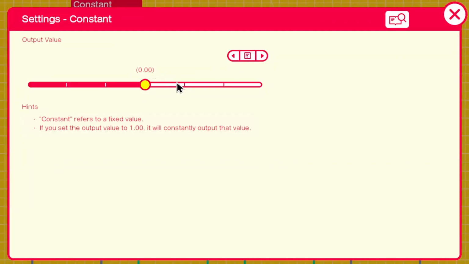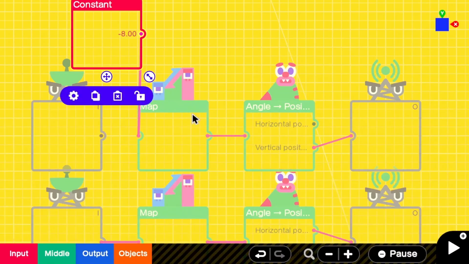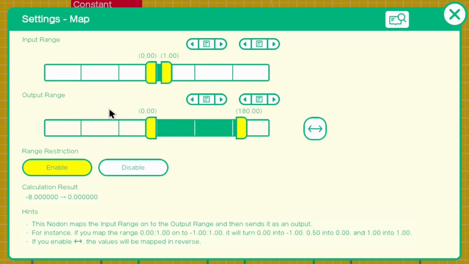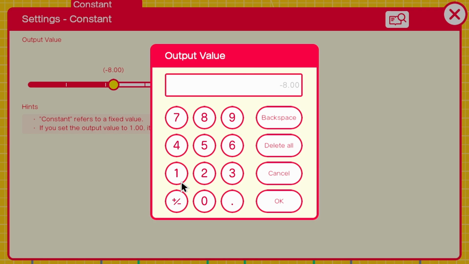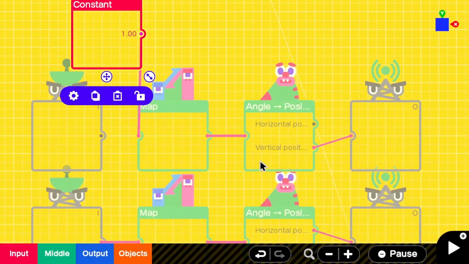Now, if we set any value less than 0, since the range restriction is enabled, like for example here, -8 is less than 0, so it's outside this range, it basically just gets capped back to 0. So here, it will still output 0, and we know that any value that's less than 0 will still output 0.